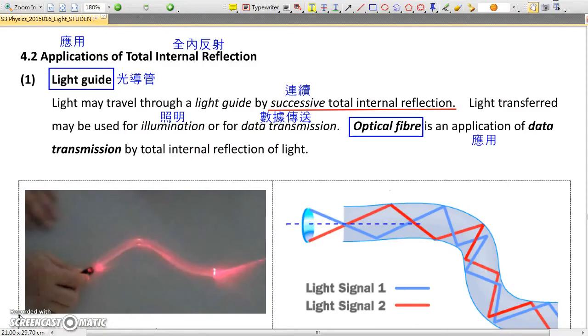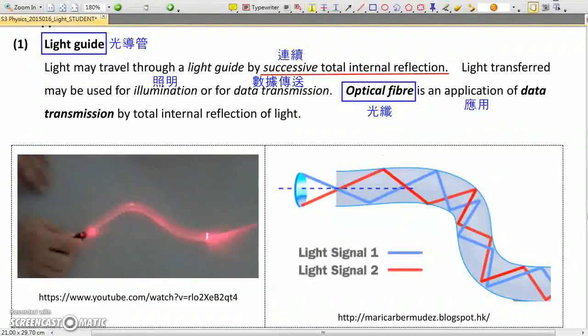Let's move on to the second part. Applications of total internal reflection. Here we are going to discuss 4 applications of total internal reflection. 1. Light guide. Light travels by successive total internal reflection inside a light guide, so that it may be used for illumination or data transmission, such as optical fiber.